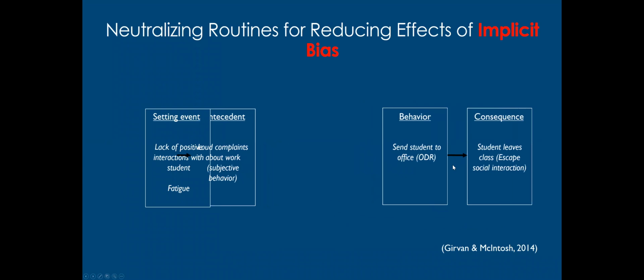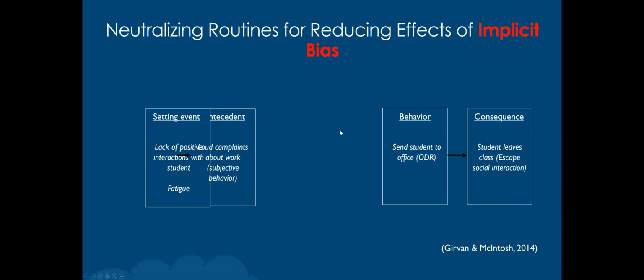So, what do we do? We can think about neutralizing routines to reduce the effects of implicit bias, or in this case, vulnerable decision points. So, the setting event: the educator has a lack of positive interactions with the student. They're also tired at the same time. The antecedent, what's happening right before, is the student loudly complains about work, subjective behavior. For me, if I'm tired, this may be a significant disruption. For another teacher, maybe not. Without an interruption between antecedent and behavior, what often happens is that I, as the educator, send the student to the office and write up an office discipline referral, or an ODR. The consequence would be the student leaves class and they can escape the social interaction, and I also get an escape too as the adult.